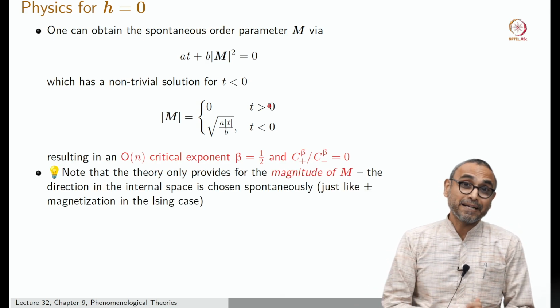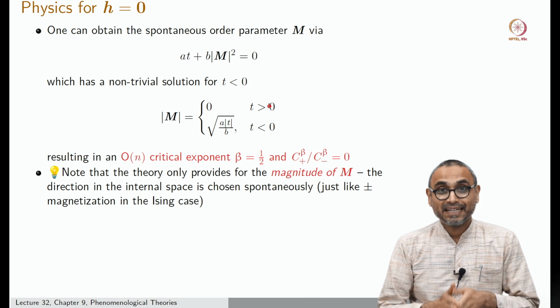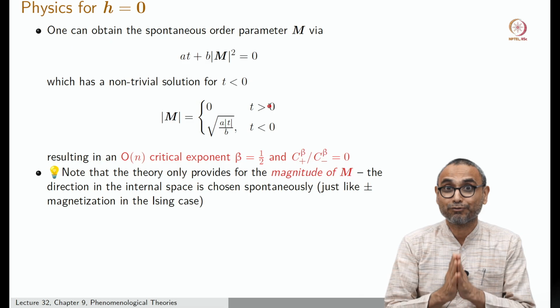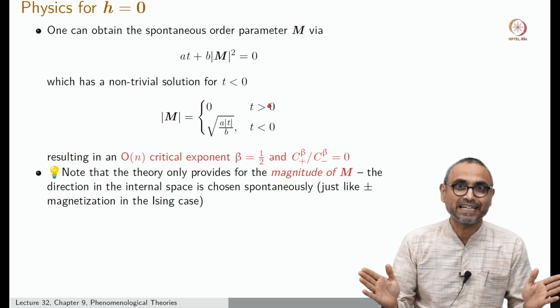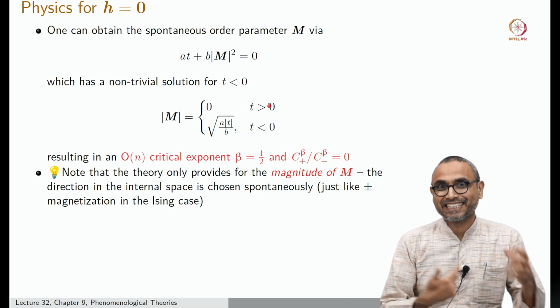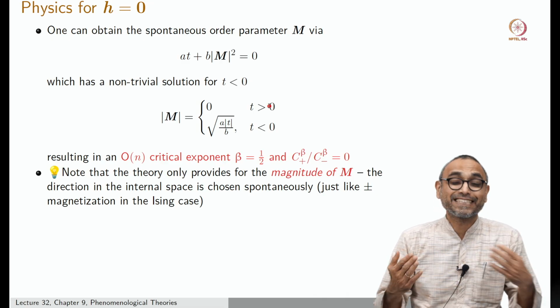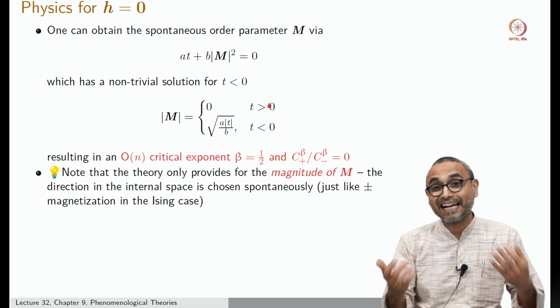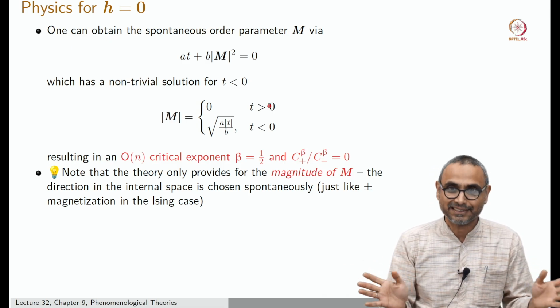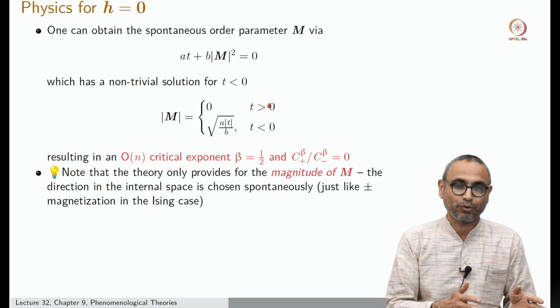So here is a very important thing you should remember. The Landau theory will only provide for you the magnitude of the magnetization. It will not provide the direction for you. It cannot provide the direction for you because the theory is ON symmetric. So which direction will be chosen? That will be picked spontaneously by the system depending on what conditions it came to the symmetry broken phase.